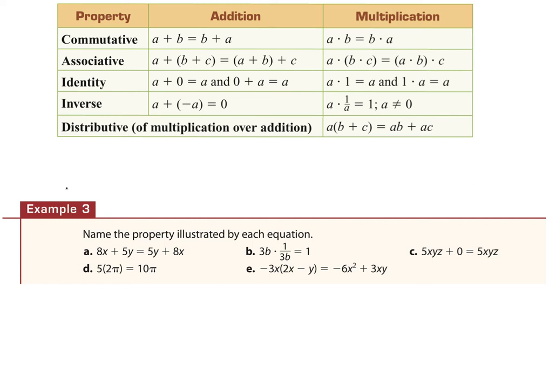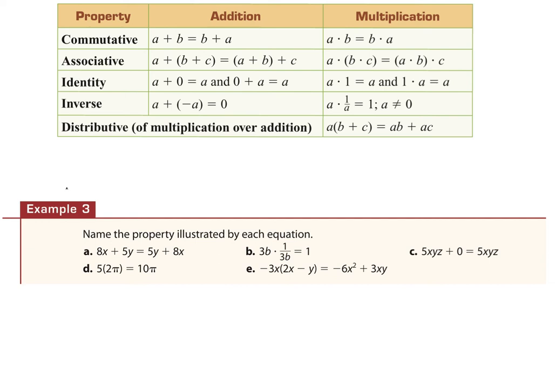Identity property. If you add 0 to any number, it doesn't change the identity. If you multiply any number by 1, it doesn't change the identity. Inverse, if you add a number and its inverse, you get 0. If you multiply a number and its reciprocal, you get 1, assuming that its reciprocal is not 0. All right, and then the last one is distributive property, which hopefully you remember because we did it over and over in Algebra 1. If you have a number multiplied by a group, you can distribute that multiplication through to the group. So they have A times the parentheses B plus C. That equals AB plus AC.